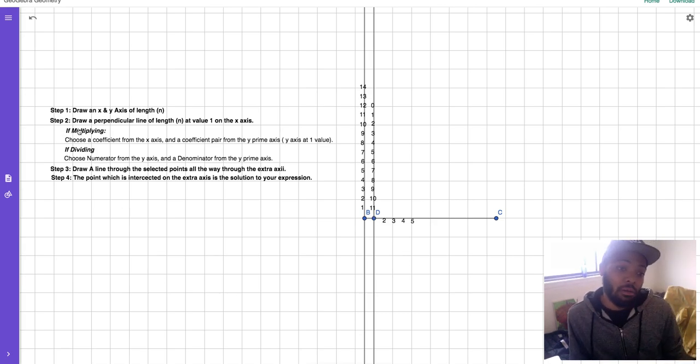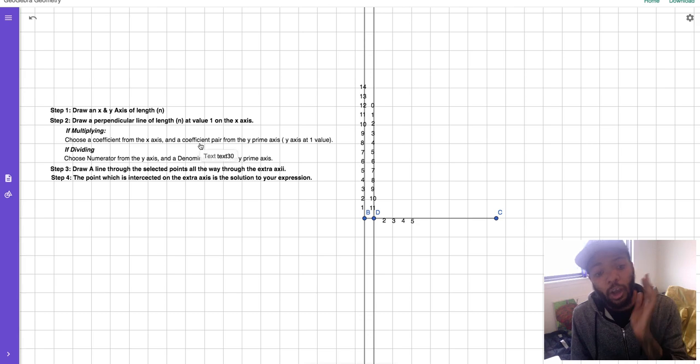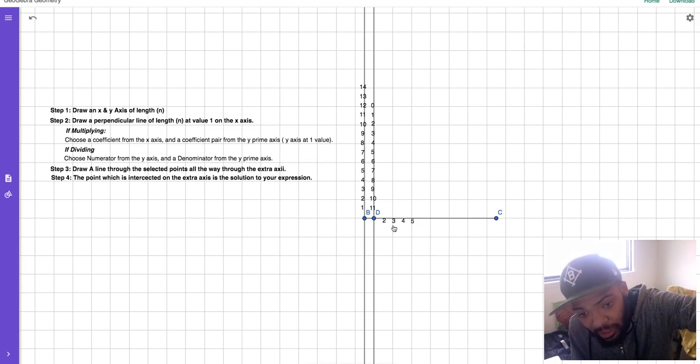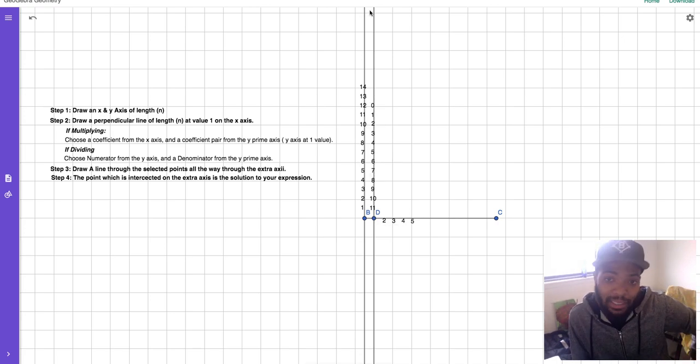So, if you're multiplying, then you want to choose a coefficient from the x-axis and a coefficient pair from the y prime axis. Now, the y prime axis, we're calling this axis here, on the 1 value, y prime, because there's a step that I didn't list here, actually, now that I'm thinking about it.